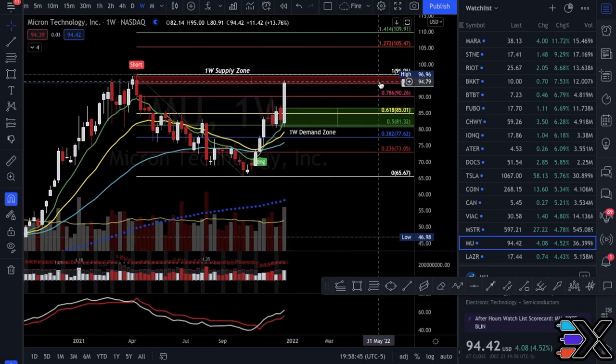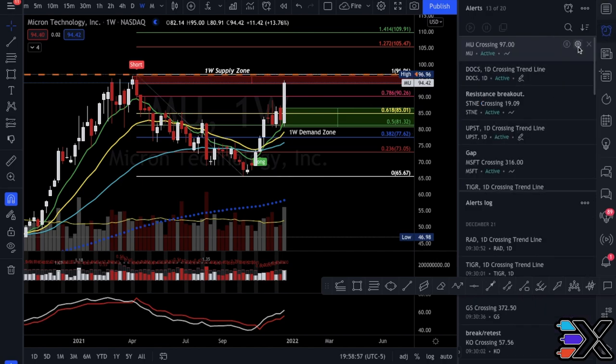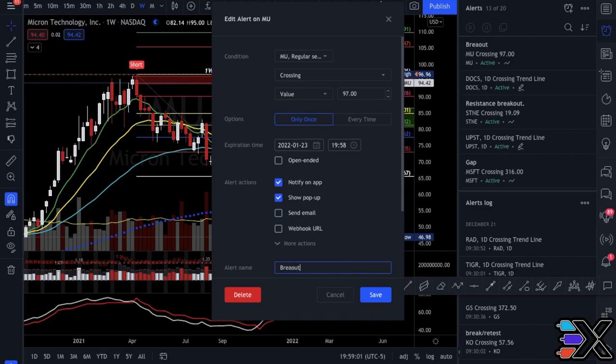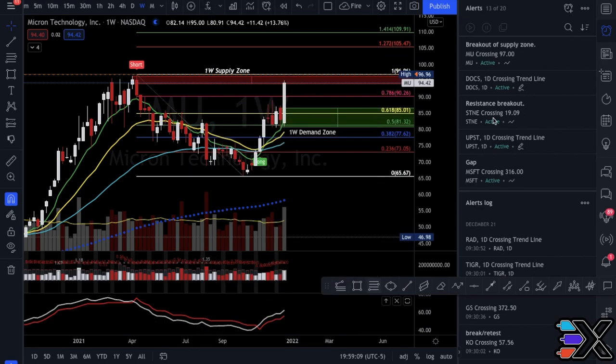So I go ahead and draw some Fibonacci retracements. Usually if I trade big breakouts like this, I like to use the 1.272 extension as a breakout target. And that's usually my first breakout target. And then we go ahead and add a MU alert at 97. And that will indicate a breakout of the supply zone.